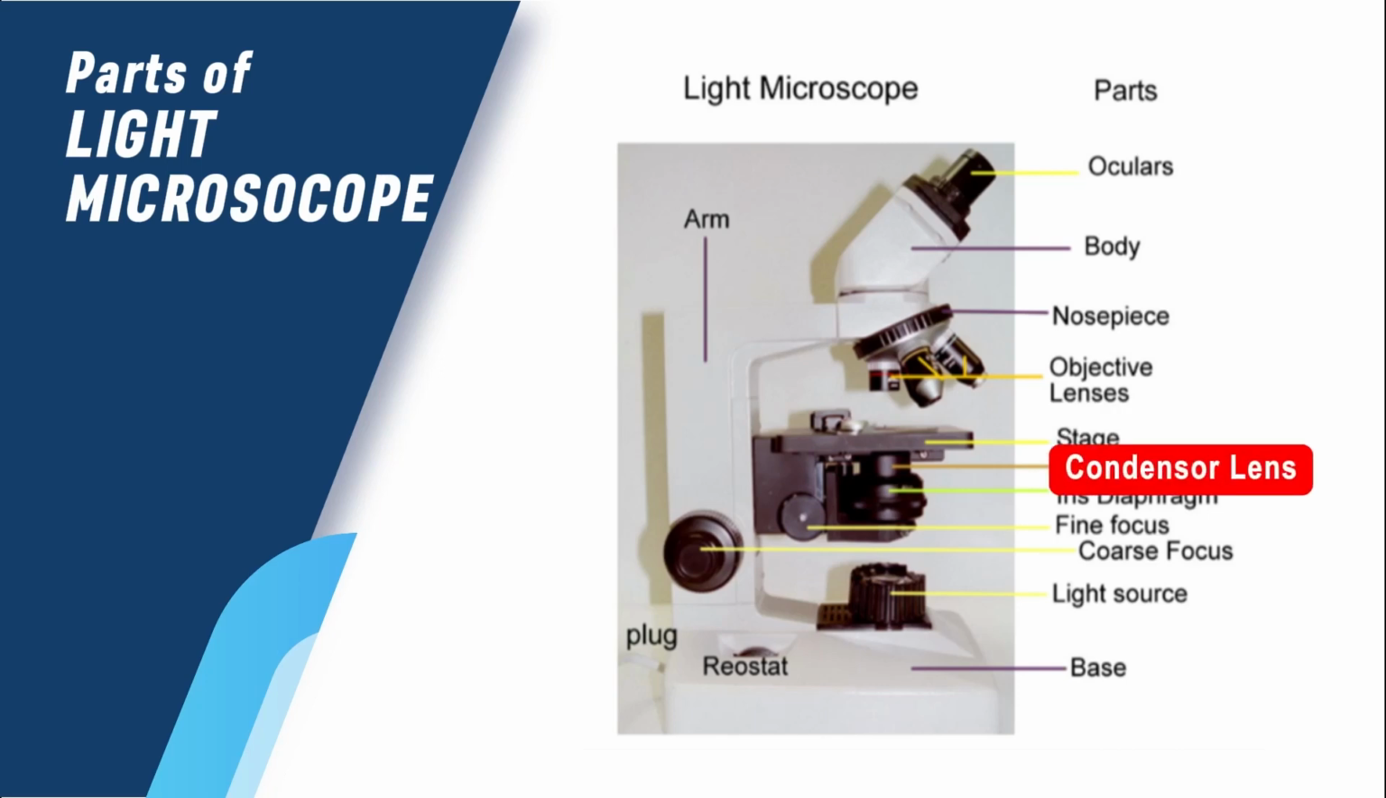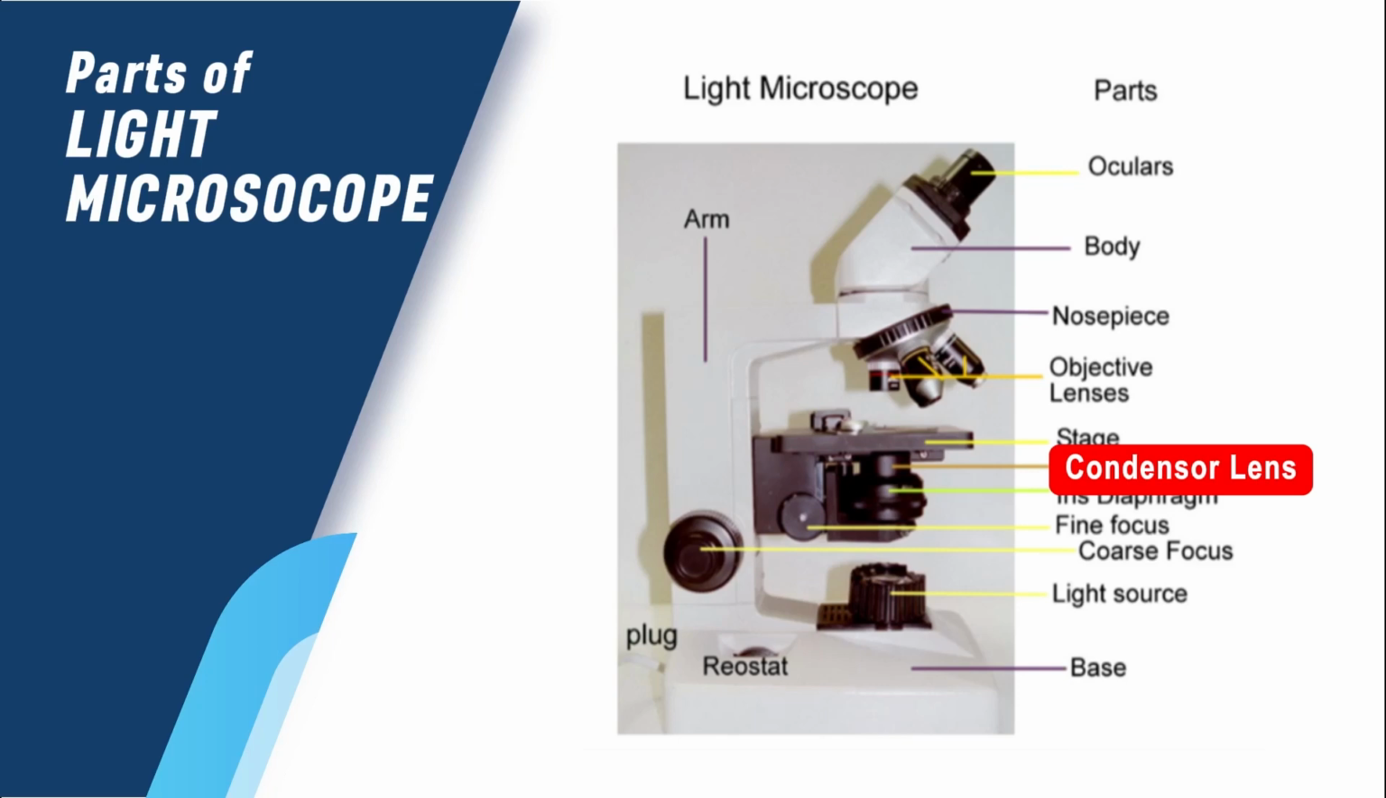Condenser lens is located below the stage and plays a crucial role in focusing the light onto the specimen. It consists of a series of lenses that concentrate and align the light source to provide uniform illumination of the specimen. The condenser can often be adjusted in height or aperture size to control the intensity and angle of the light.